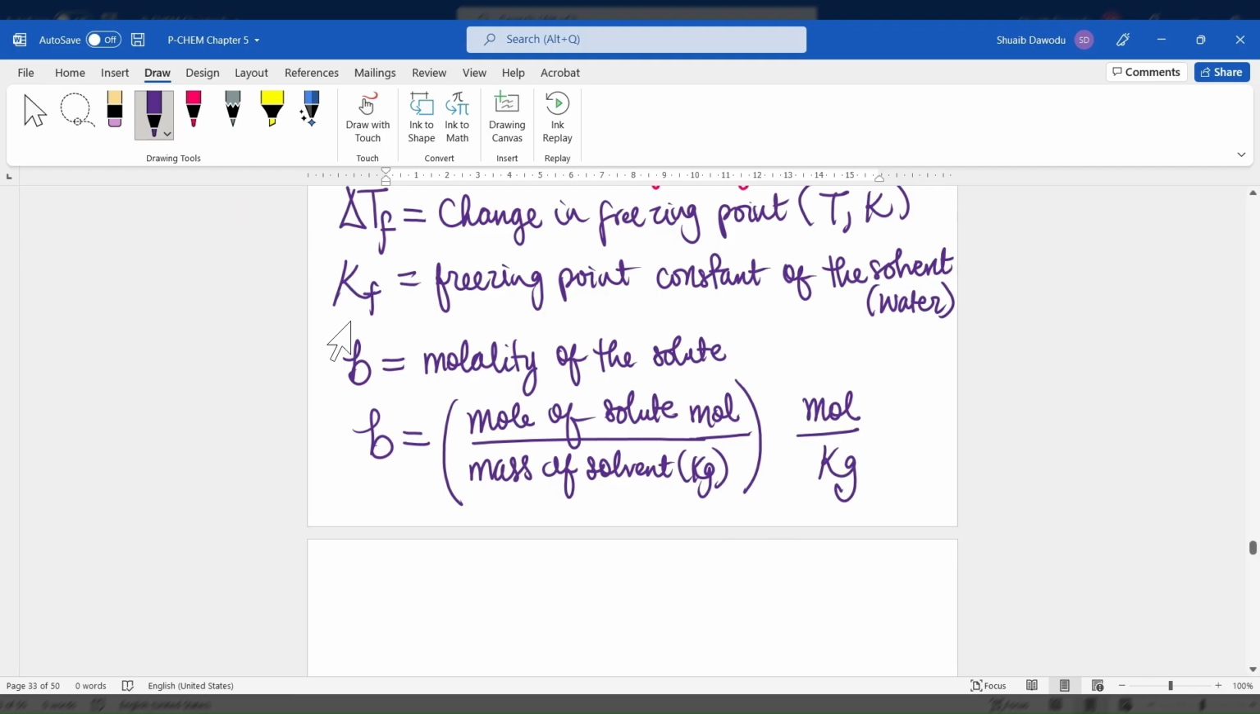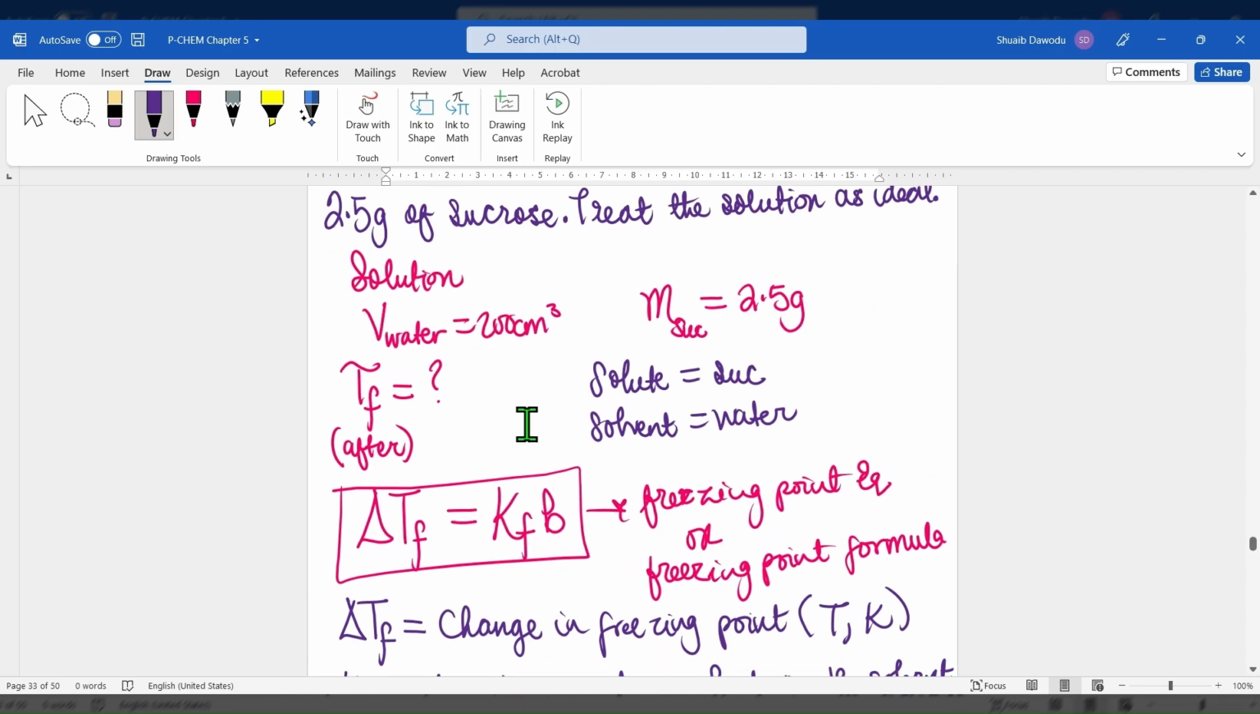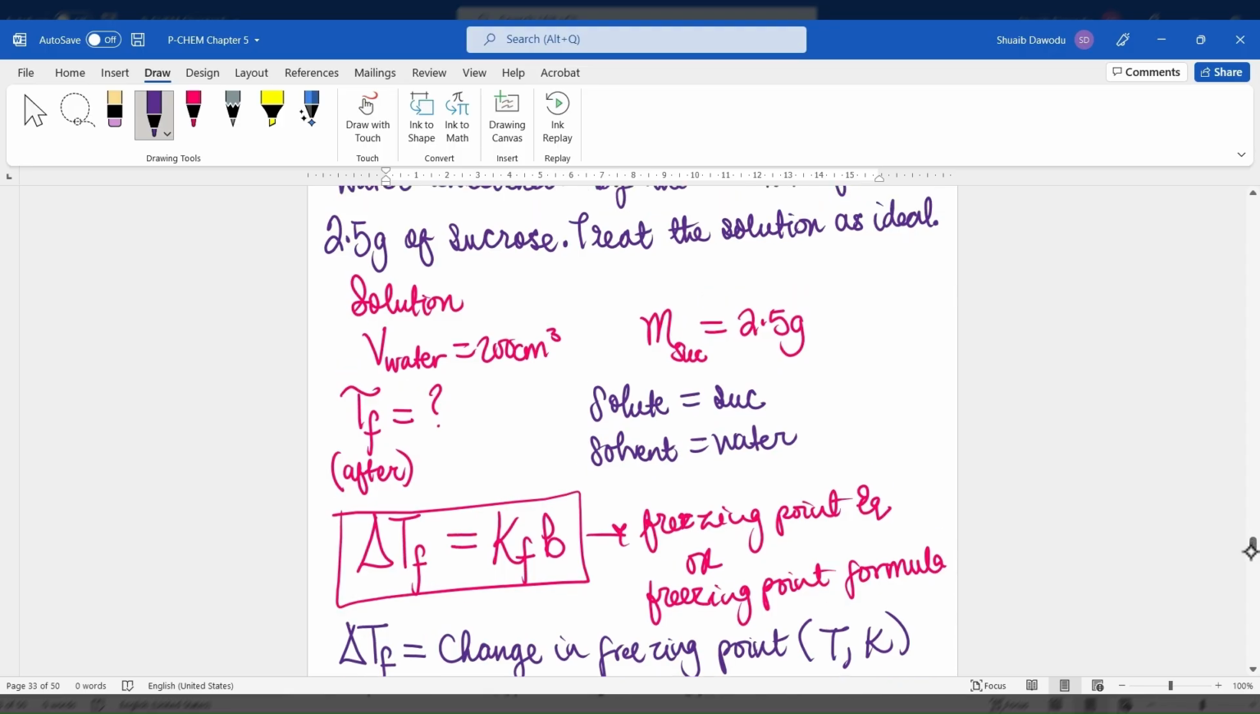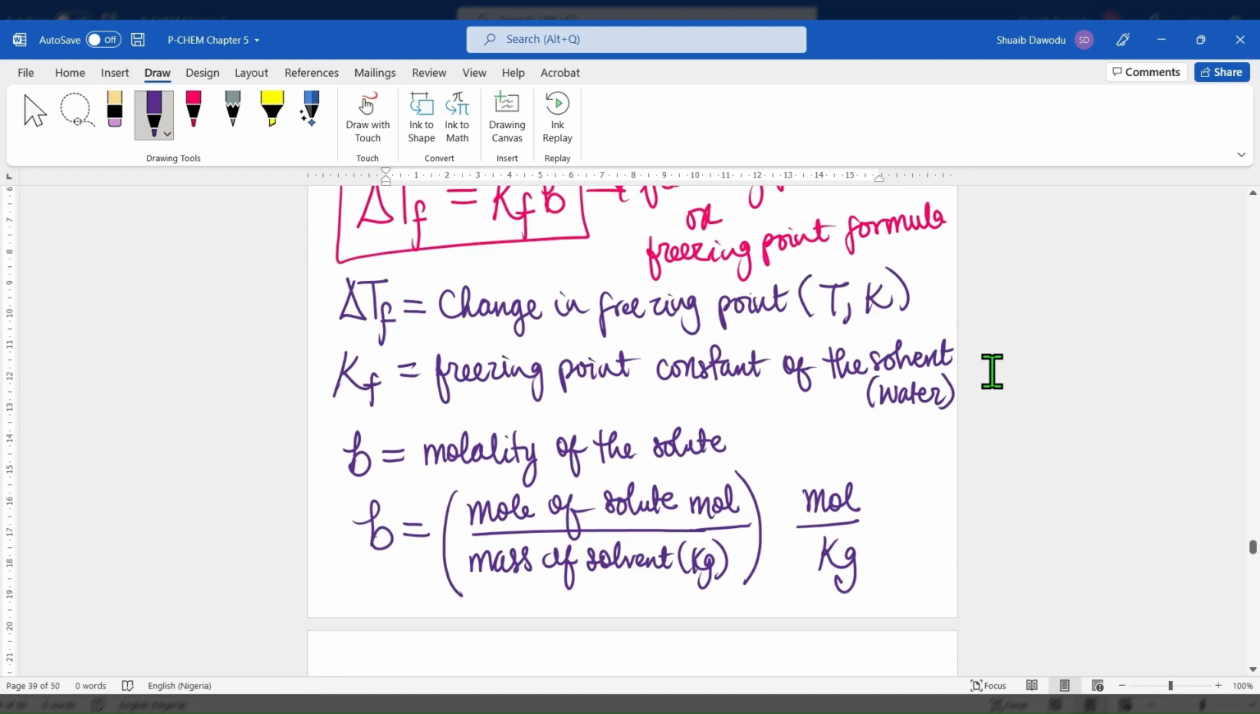Now, looking at all of this information, we have to go back to our question. We see that we're only given the volume of water as well as the mass of sucrose. So basically the volume of the solvent and the mass of the solute.